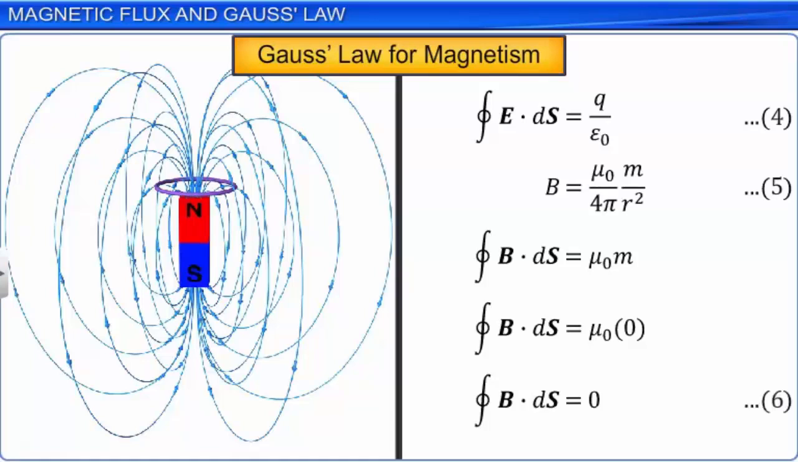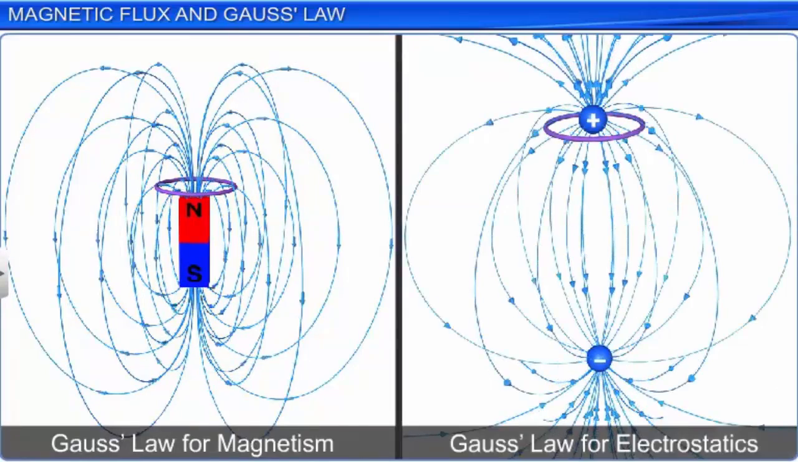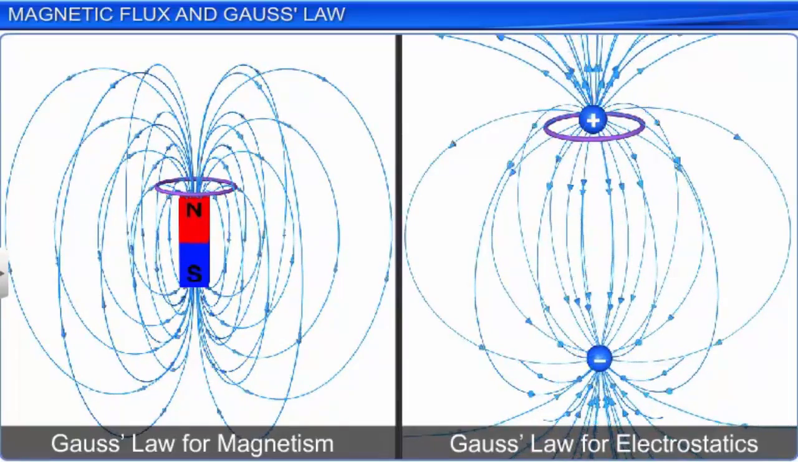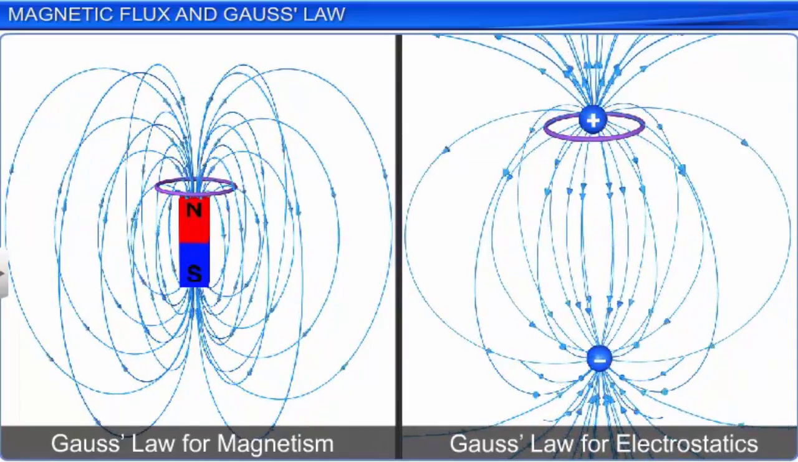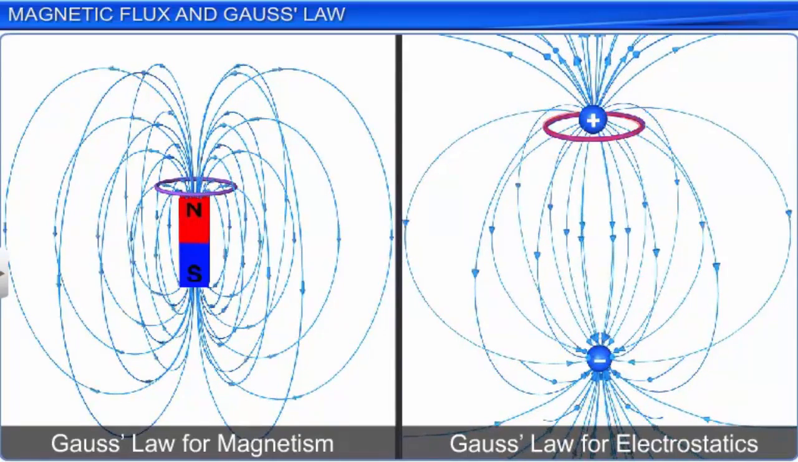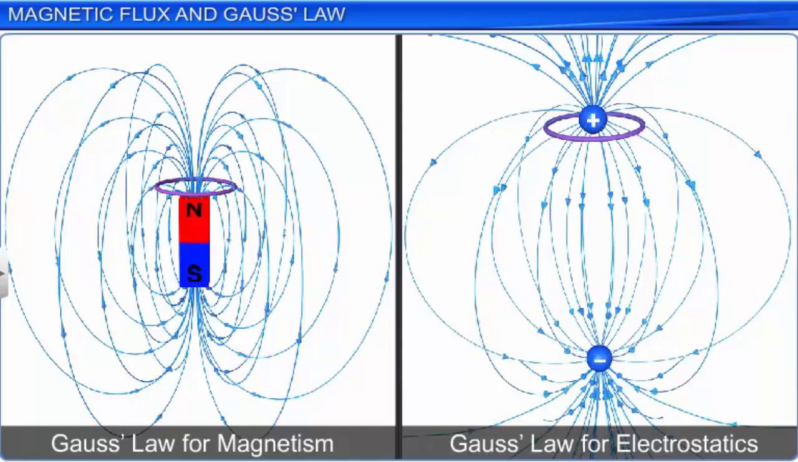Let's discuss Gauss' law for electrostatics and magnetism more explicitly by considering the field lines due to an electric dipole and a magnetic dipole. Consider a closed surface that encloses one of the charges of an electric dipole, and another closed surface which encloses one of the poles of a bound magnet. In case of an electric dipole, the electric field lines begin on the positive charge and end on the negative charge. That is, the electric field lines are not closed loops.